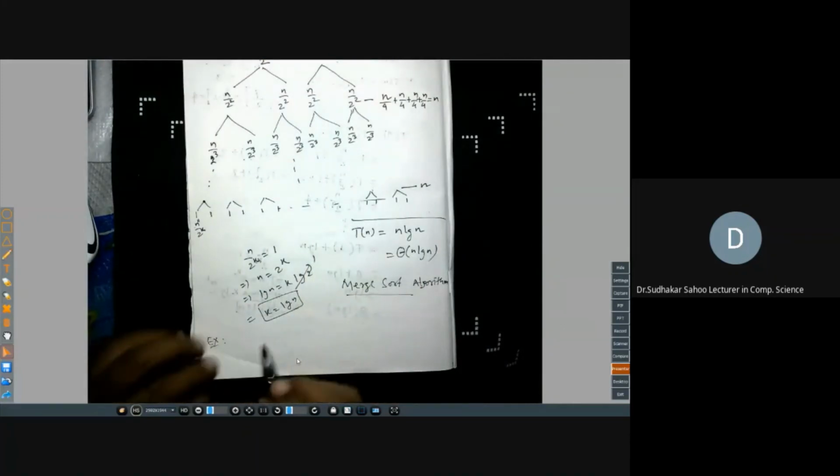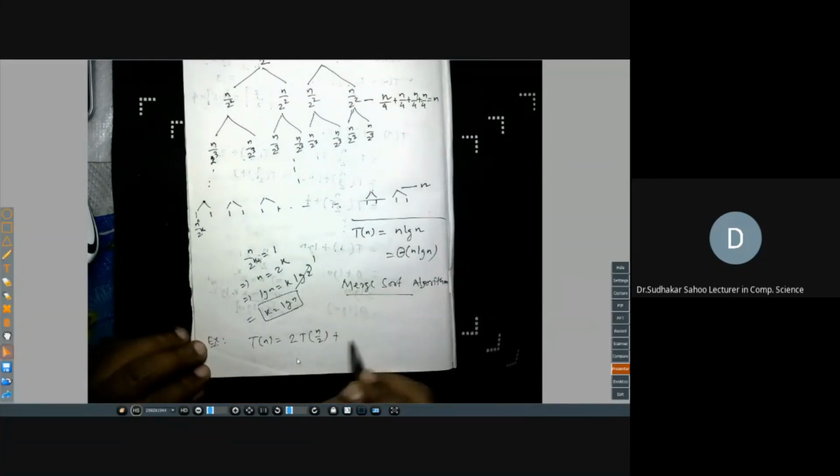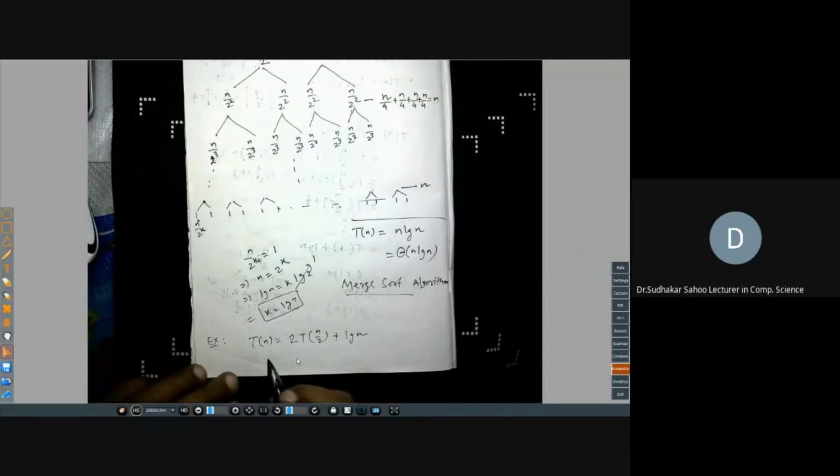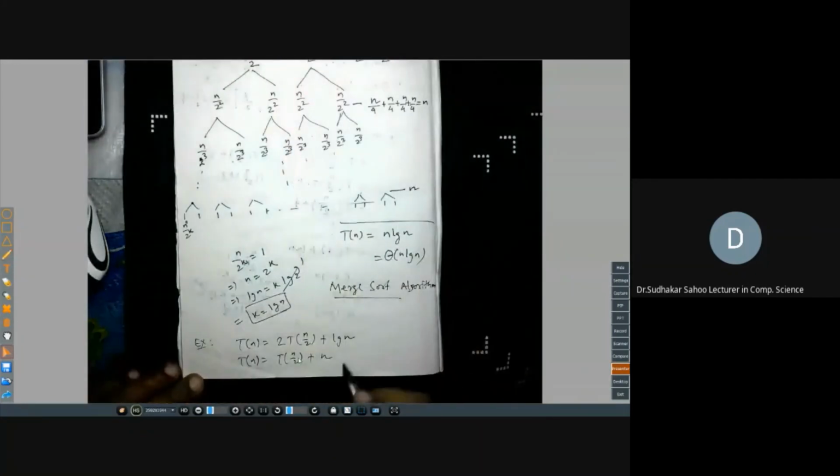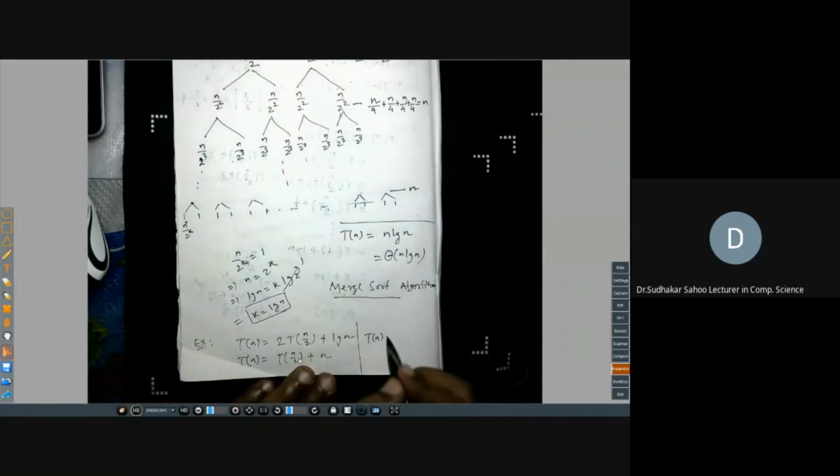T(n) equals 2T(n by 2) plus log n. Try to solve this. Or another question is T(n) equals T(n by 2) plus n. Sometimes T(n) equals 3T(n by 3) also you can write. If it is 3T(n by 3) plus 1, try to solve this.